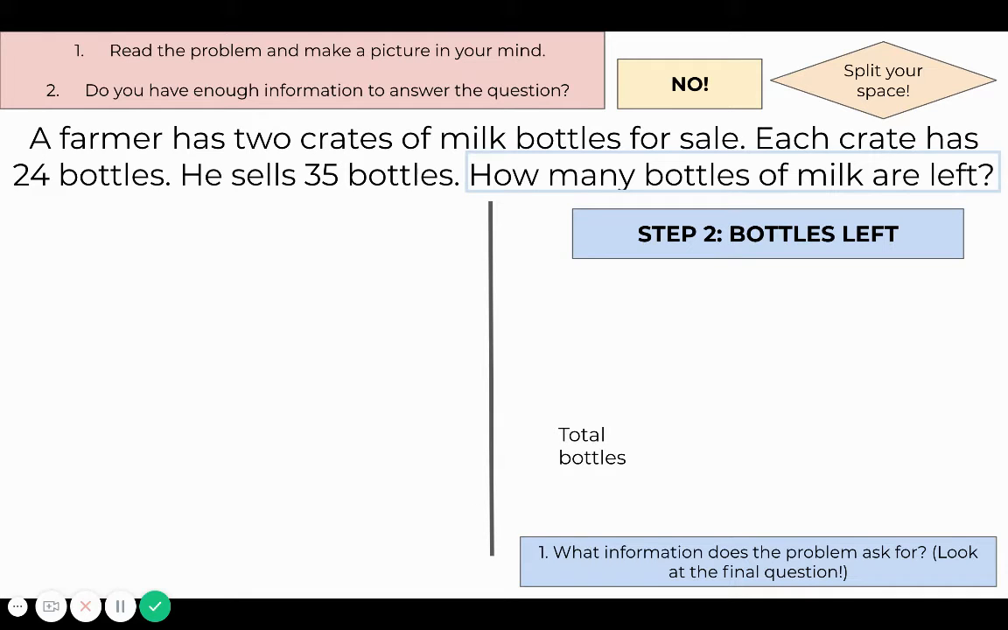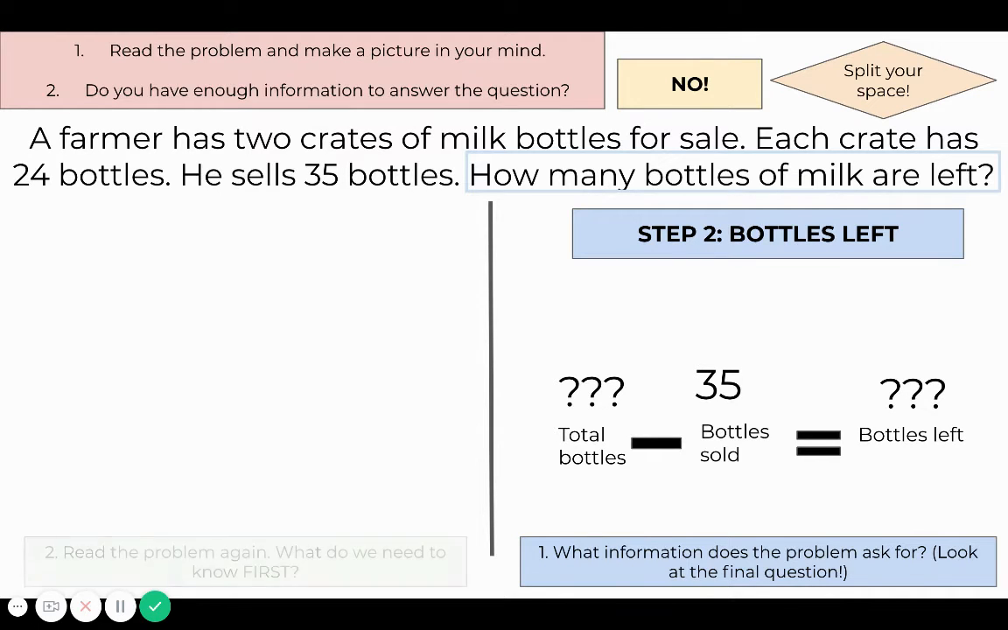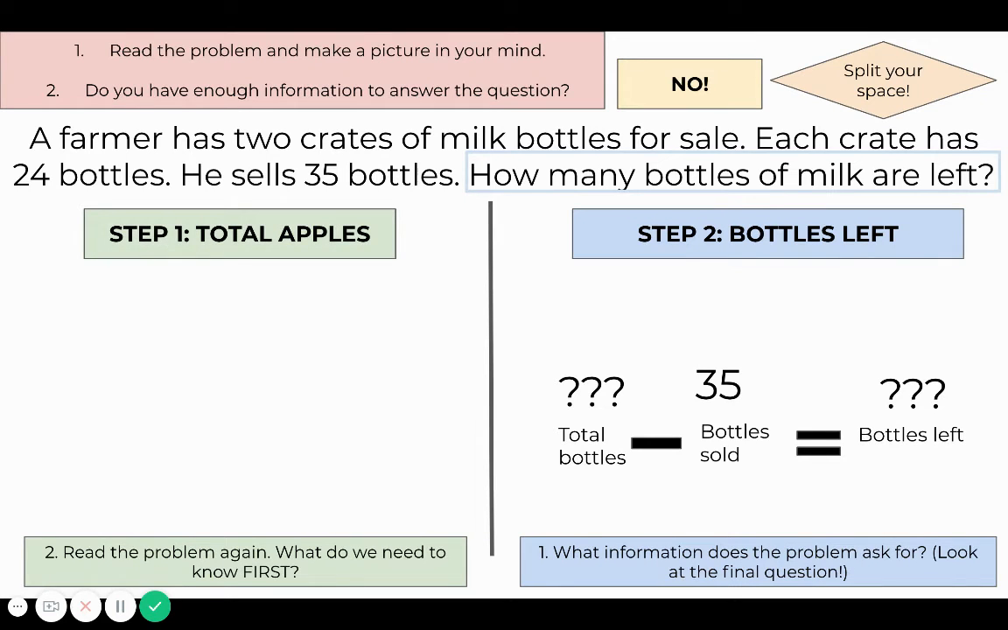We would probably do this by taking the total bottles, subtracting the bottles that are sold to find the bottles that are left. We don't know how many bottles are left. We know that 35 bottles get sold, and we don't know the total number of bottles in the crates. So the first thing we need to do is figure out what we need to know first. Well, first we're going to need to know the total number of bottles.